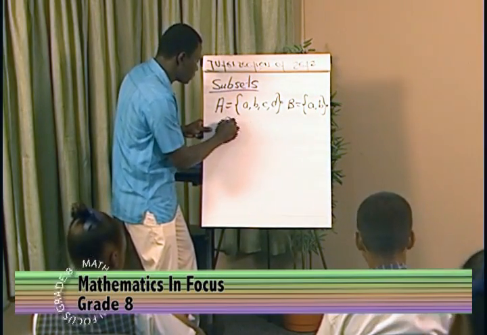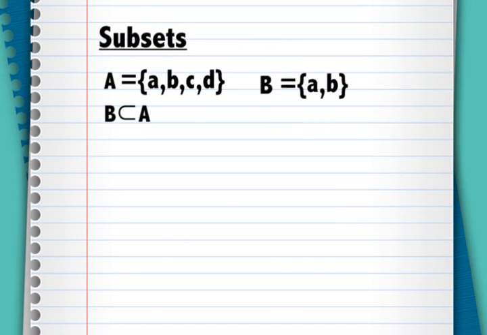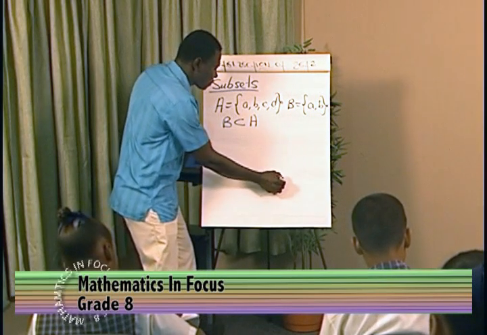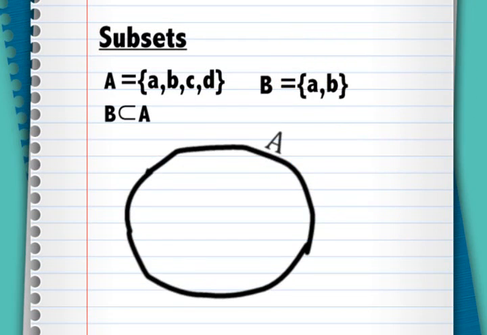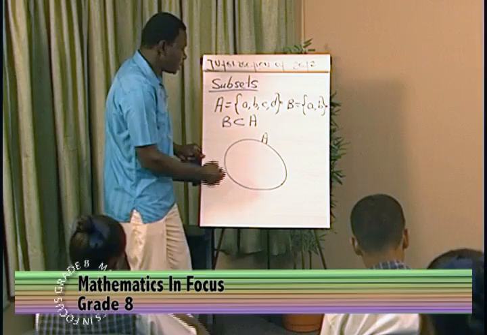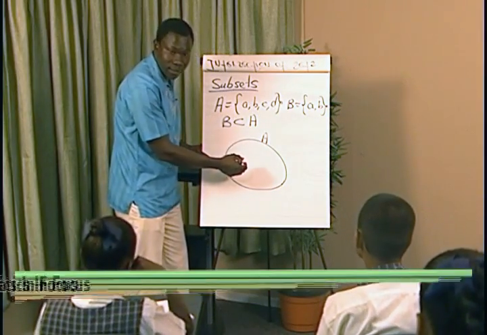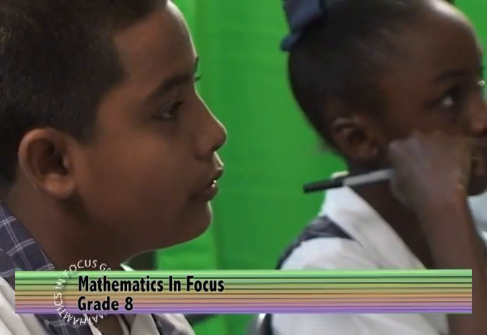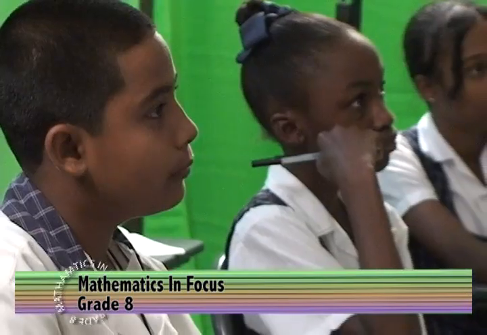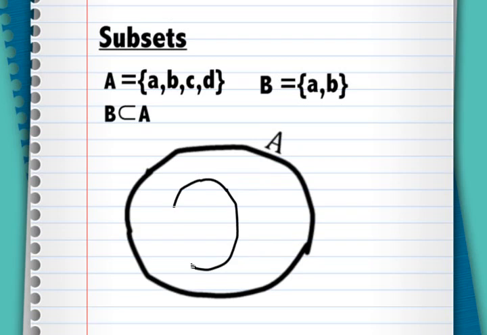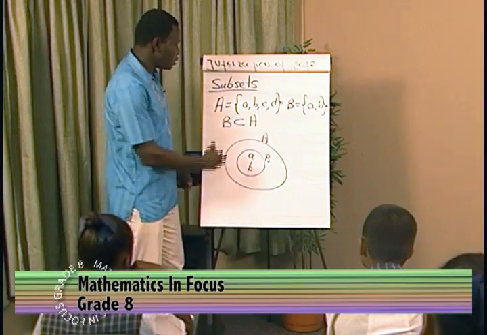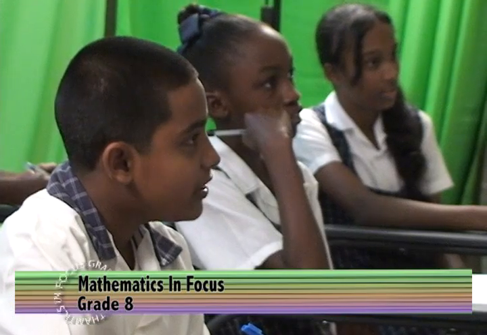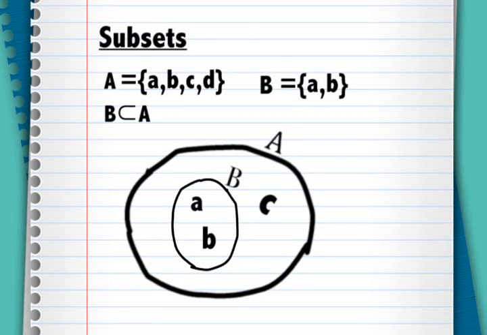First we could write B is a subset of A. Representing this on a diagram, we have a set A. And in this set A, we can find the set B. What set is part of the set A? What set is a subset? B. So we can find the set B in this set A. What are the elements in B? A and B. And what are the elements in A that are not in B? C and D. We have C and we have D.